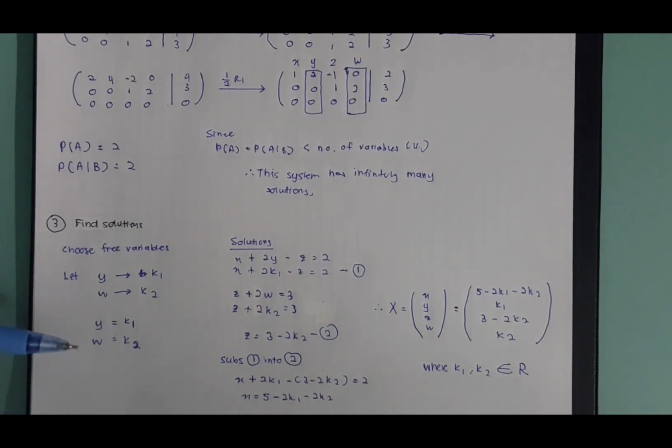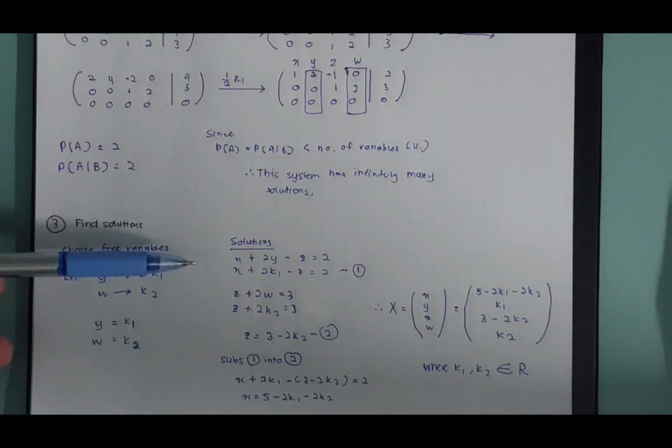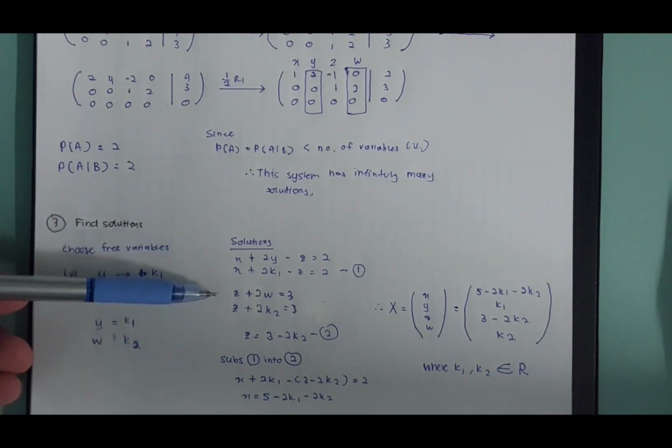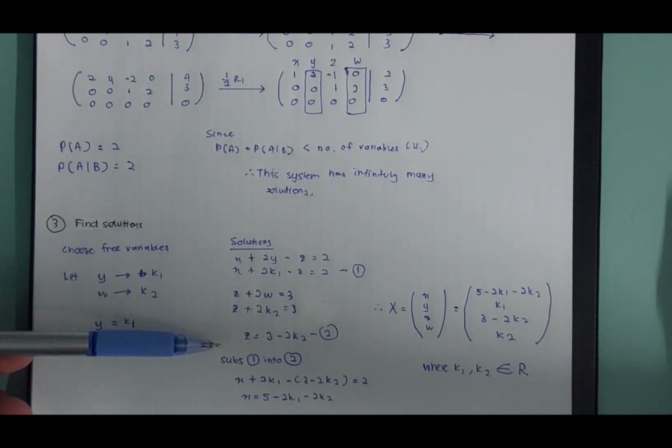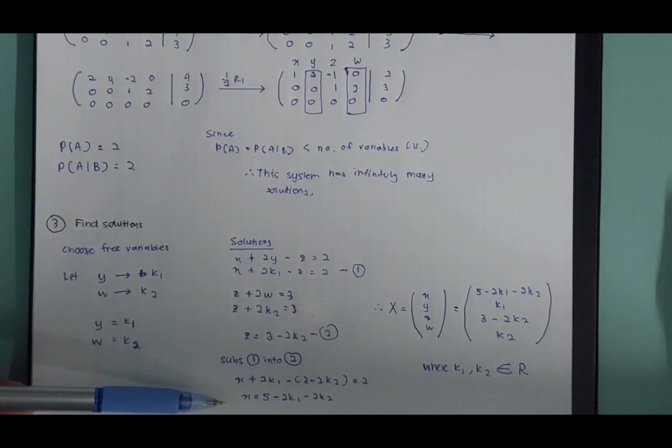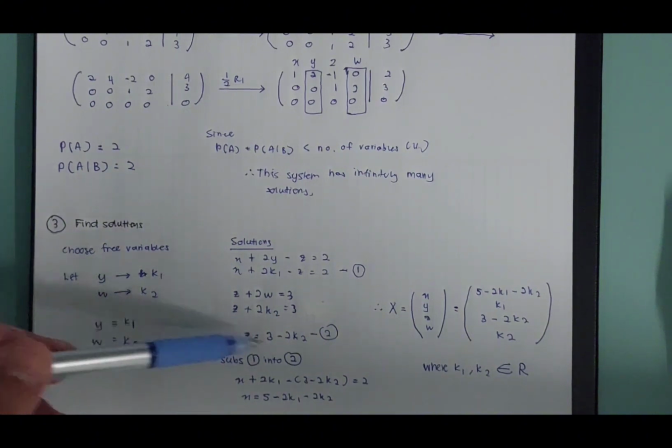So from here, we can substitute our free variables into the equations obtained from the echelon matrix above. So therefore, x plus 2y minus z equals 2, we substitute y equals k1, it will become x plus 2k1 minus z equals 2. This is our first equation. And the second equation, z plus 2w equals 3, will be substituted with w equals k2, it will become z plus 2k2 equals 3. Therefore, we have to rewrite it in terms of z, which is z equals 3 minus 2k2, in order for us to find the value of x. So x will become 5 minus 2k1 minus 2k2 here.